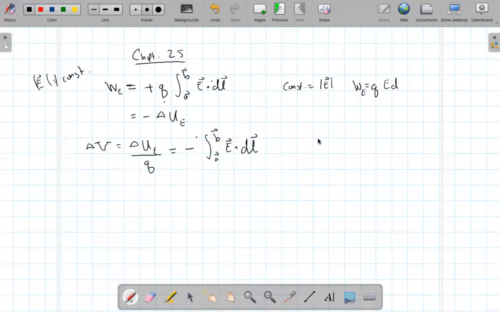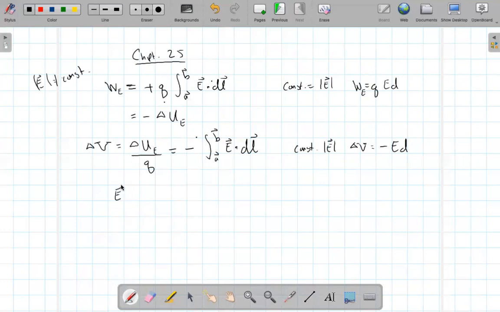Now again, if I use this, if I have a constant electric field, what this then tells me is that my change of potential is going to be equal to negative the electric field times the distance. So this is my relationship between the electric field and the potential. Again, assuming I know the electric field and I'm looking for the potential.